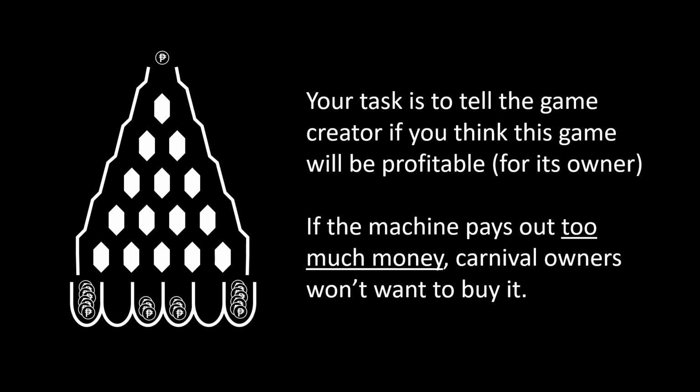So your task, as I'm reading to you, is to tell the game creator if you think that this game will be profitable for its owner. Because if the machine pays out too much money, carnival owners won't want to buy it. So the challenge here is to try to figure out all the ways something can happen. And it's pretty clear, I think, on first glance, that the outer jackpot pots are positioned pretty well.